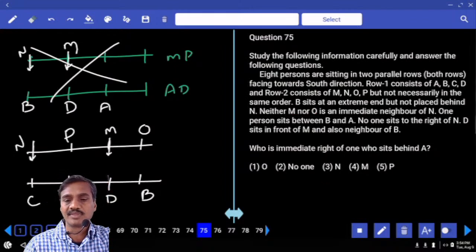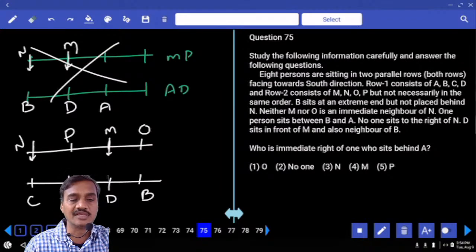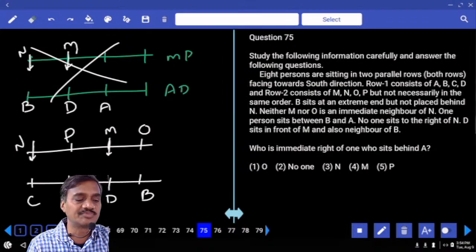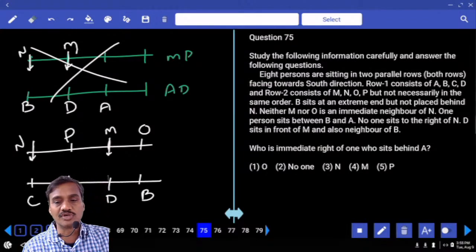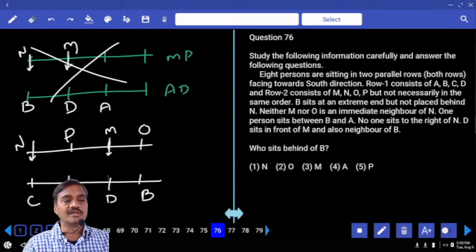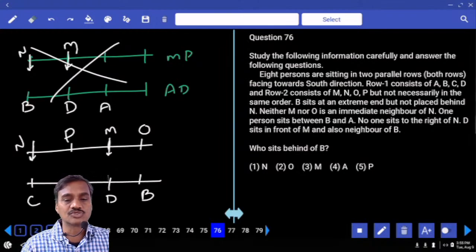Question number 75: who is to the immediate right of the one who sits behind A? P is to the immediate right of N. That is given in choice 3, question number 75. Next, who sits behind B? The person standing behind B is O, choice 2, question number 76.